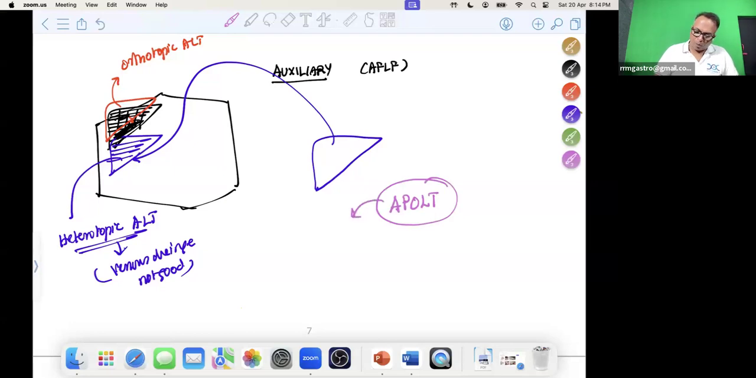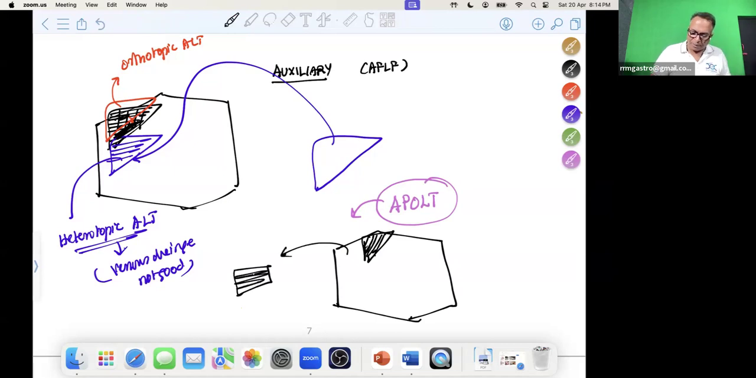APOLT, don't forget APOLT transplant: auxiliary partial orthotopic liver transplant. I remove half of the diseased liver. See, half of the diseased liver I removed. At the same time, I keep a new liver in the same place. This is donor orthotopic. So I have now removed half of the diseased liver, and in the same place I kept a good liver.